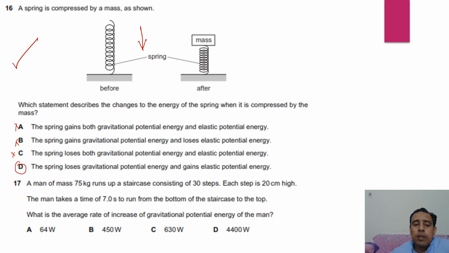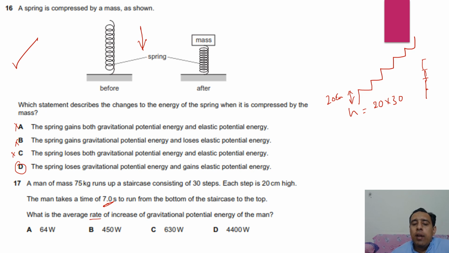Here for question number 17, a man of mass 75 kg ran up a staircase consisting of 30 steps. It's like this one, 1, 2, 3, 4, 5, 6, 7, and 30 steps. Each step has a height of 20 cm. So to get the whole vertical height, we have to multiply this 20 with the number of steps, that's 30. A man takes 7 seconds to run up from the bottom to the top.